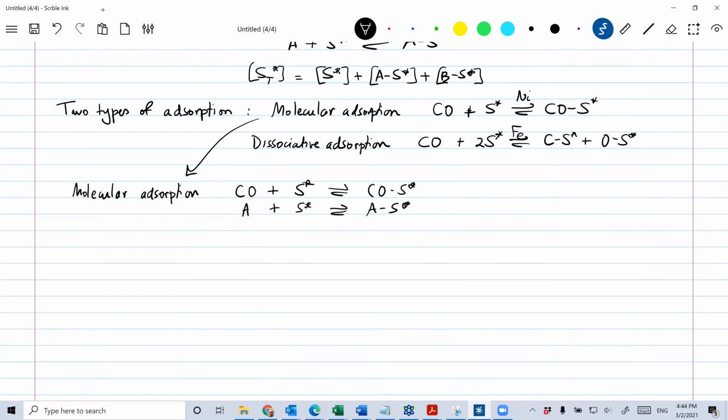Now the rate of attachment, we'll just call it rate of attachment. We're trying to make this as detailed as possible, but you can sort of guess where it's going. It is Ka times A times S star, right? That's your rate of attachment.